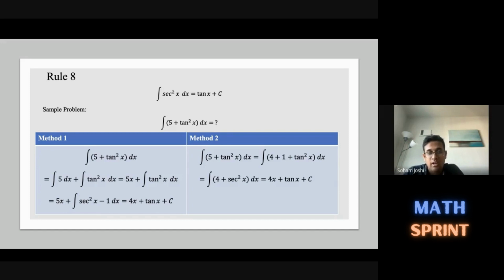Now, how do you integrate tan square x? First, you have to change tan square x into sec square x minus 1. You already know how to integrate sec square x. You end up with 4x + tan x + c.